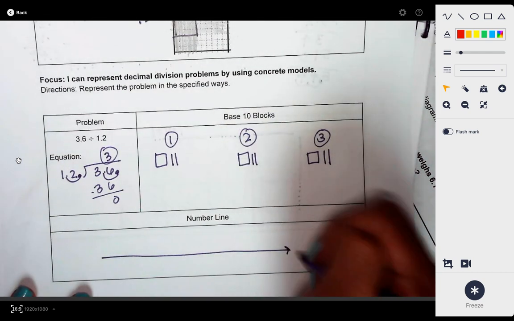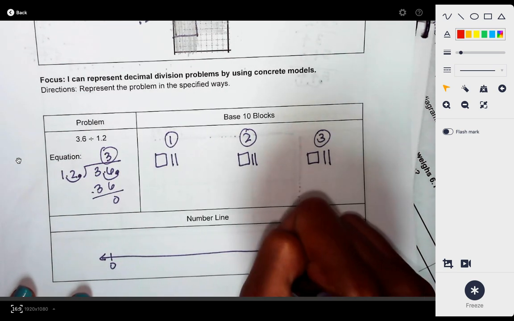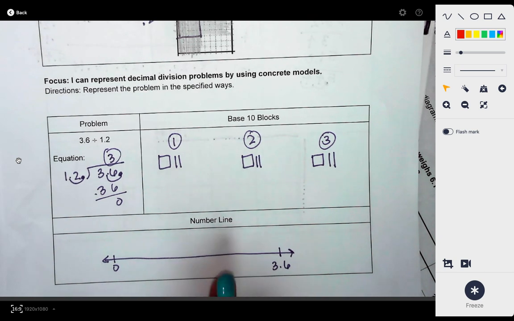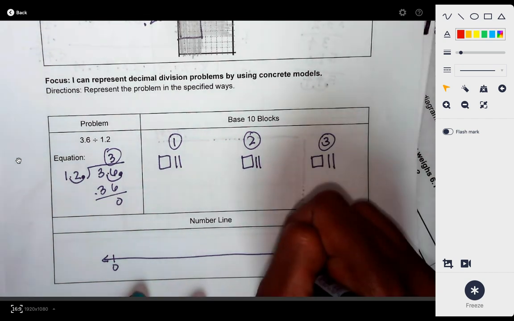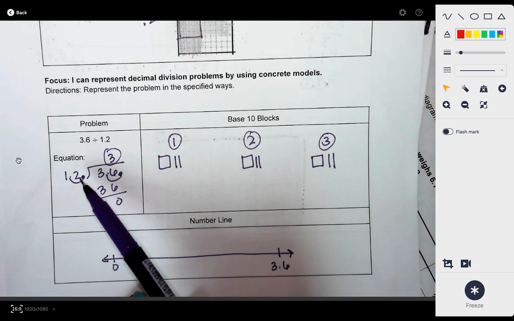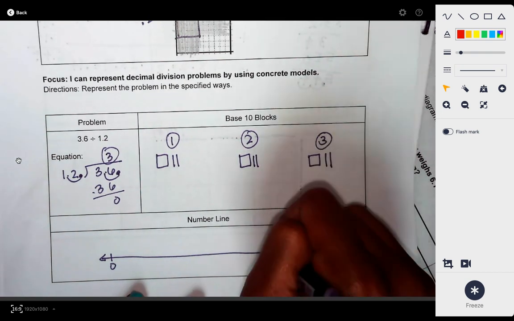With our number line, we're going to start at 0, and we're going to end at 3 6/10. They do not have to label the exact points on the number line. So what we're going to show is that division can also be represented as repeated subtraction. So what I'm basically doing is subtracting 1 2/10 from 3 6/10 until I get to 0.